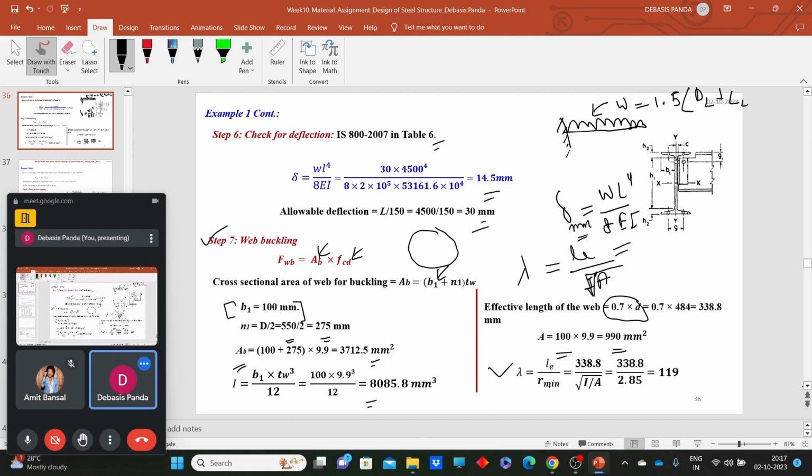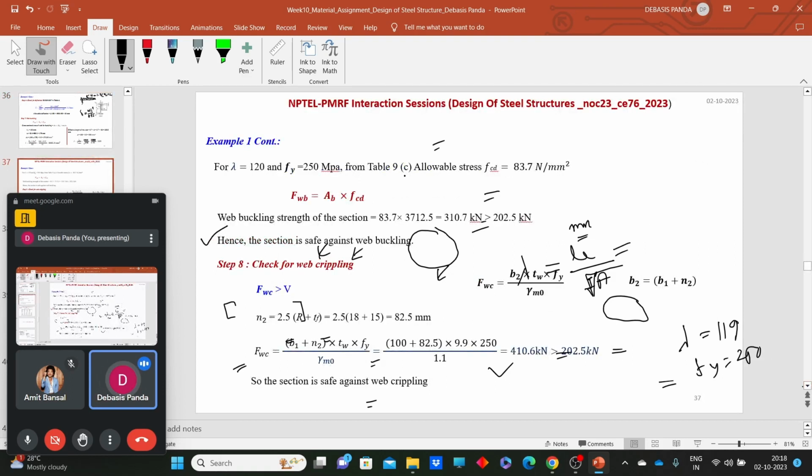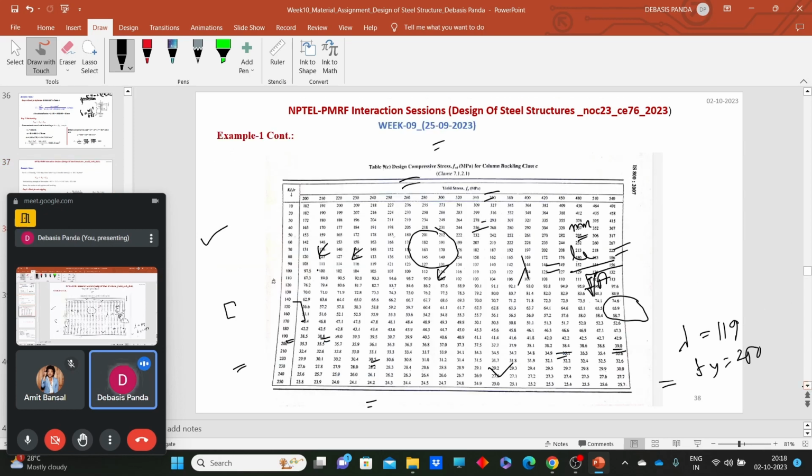So lambda value we can calculate as 119. Now we have the lambda value as 119, and we have that Fy is 250. Now we can easily calculate the value of Fcd. How can we calculate the value of Fcd? From table number 9C. If we go to table number 9C, we can see that for 120 we have a value of Fcd, that is 83.9. So I have directly taken the value 83.9 from here.